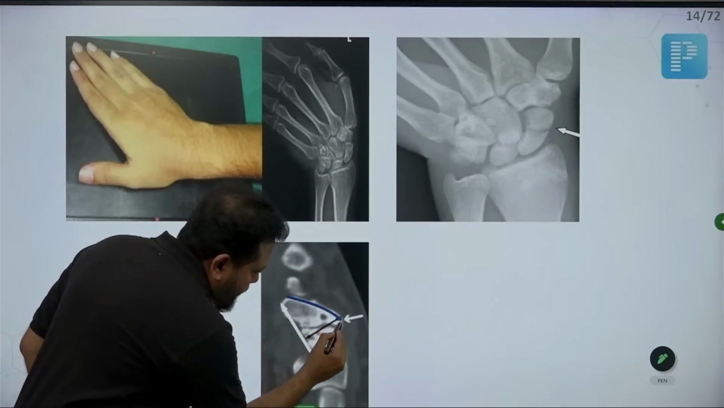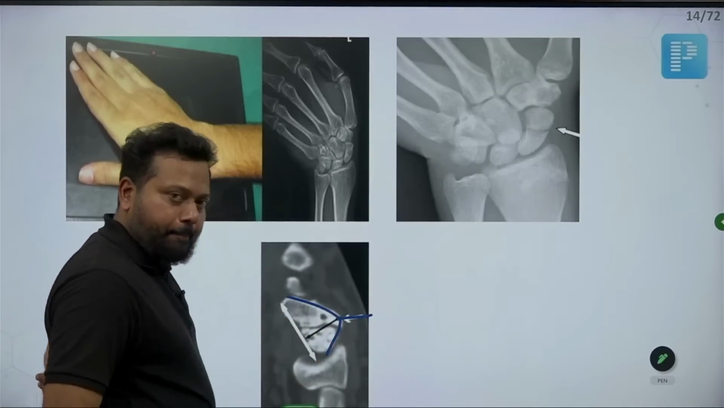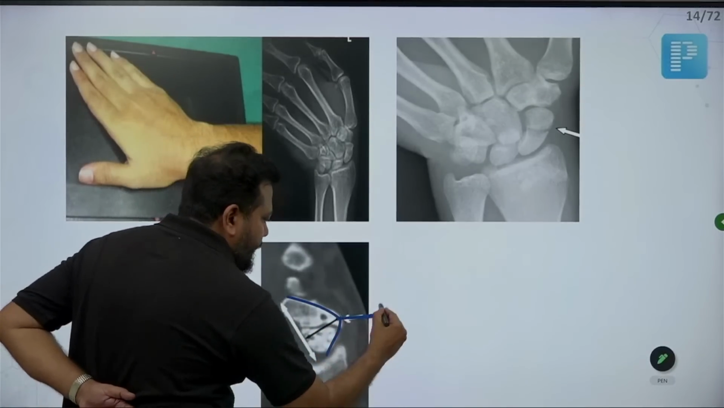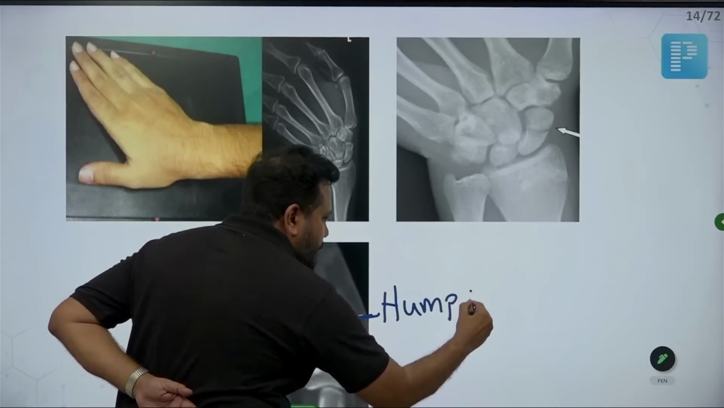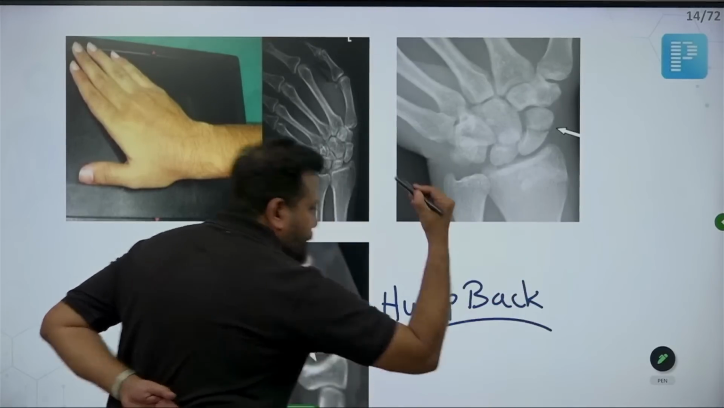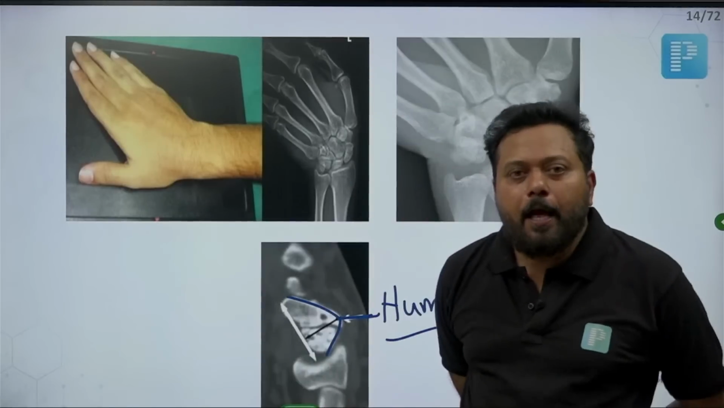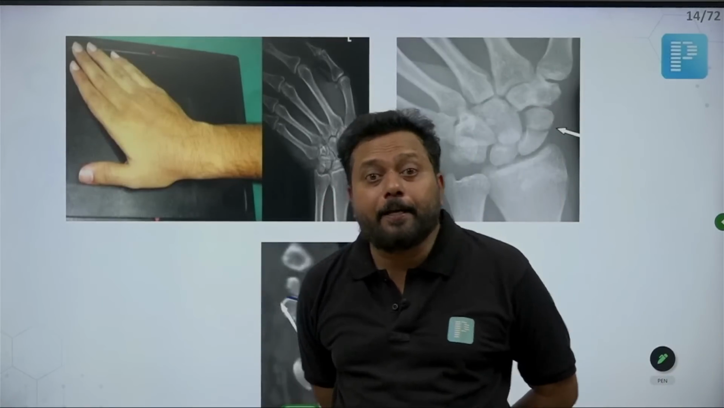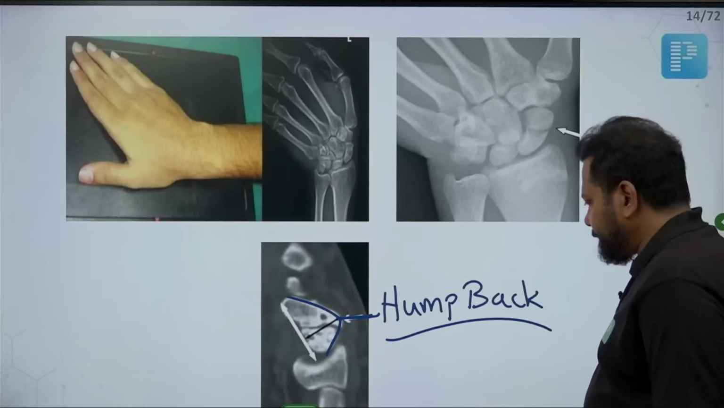It is like this. Is it not looking like a humpback? So this is called humpback deformity. If they ask in MCQ, humpback deformity, in which fracture does it happen? Humpback deformity happens in displaced scaphoid fracture.